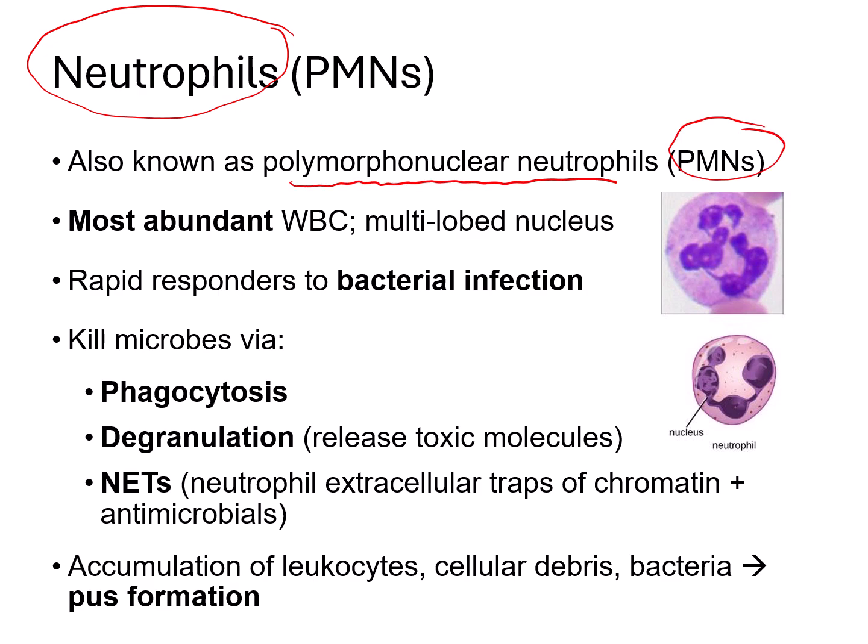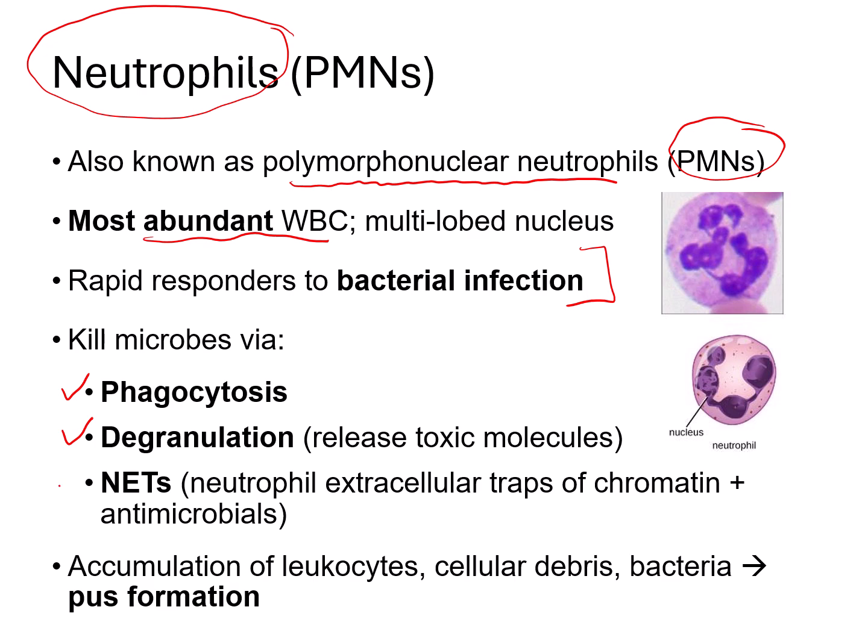These are the most abundant white blood cells, and they respond rapidly to bacterial infection and use three main killing mechanisms: phagocytosis, degranulation, which means they release toxic molecules to kill microbes. It just so happens that when many neutrophils are brought into an infected area, they can be stimulated to release these toxic molecules into the surrounding tissue, and that will help destroy those infectious agents or pathogens. And this process is called degranulation.